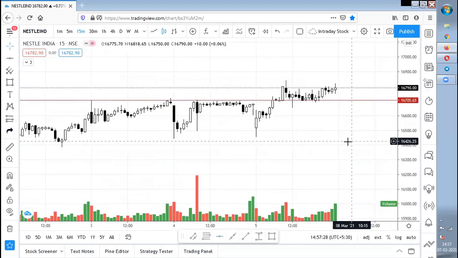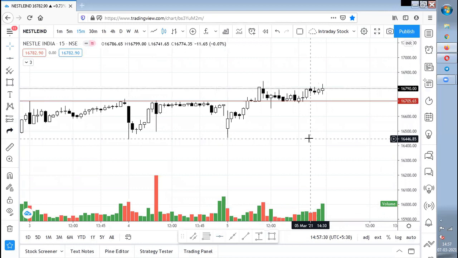But what happened is that on that day, the 5th, every stock, the broader market also went for a gap down, and this stock also went for a gap down.